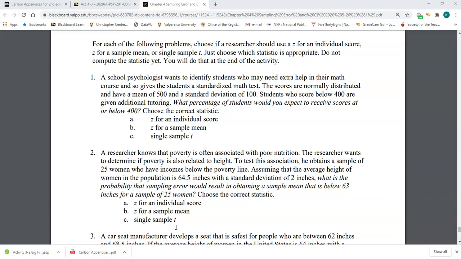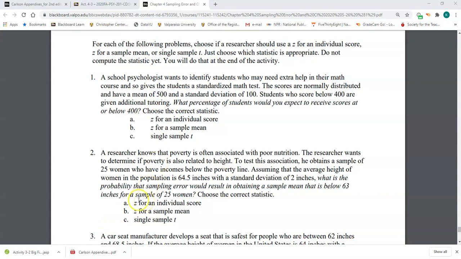That should be everything you need to get you through this activity. Again, to review, if it doesn't mention anything about a sample or a group of scores or a group of people, then you should be using the Z for an individual score. If it does mention a sample, you have to pick between the Z for a sample mean and the single sample T, and you choose between those two based on whether or not you know the population standard deviation. If you do, you want to use the Z for a sample mean. If you don't, you want to use the single sample T.